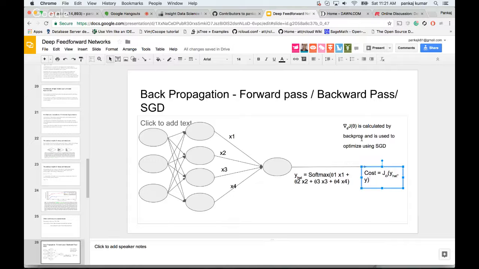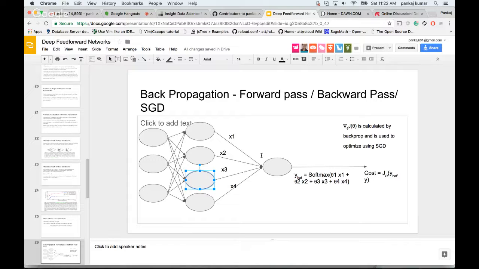The backward pass computes the gradients for all parameters. For example, the gradient of the cost function with respect to theta 1, theta 2, theta 3. These parameters repeat in every layer. This is just the last layer, so these are only the parameters on the last layer. The same type of parameters are also in the previous layer and the layer before it.